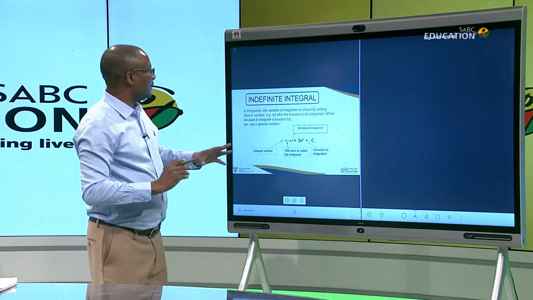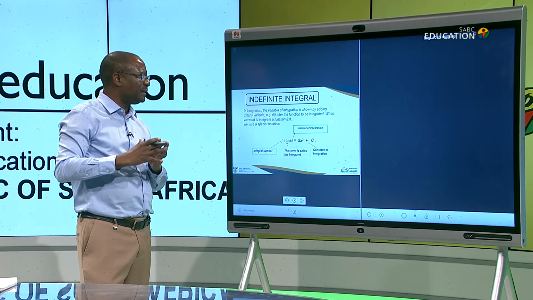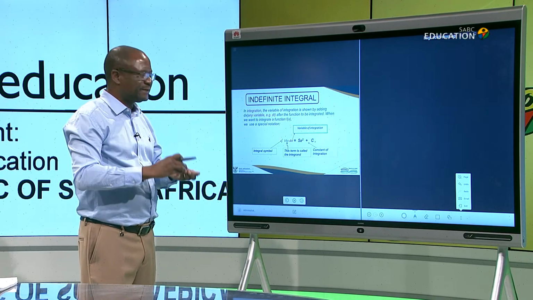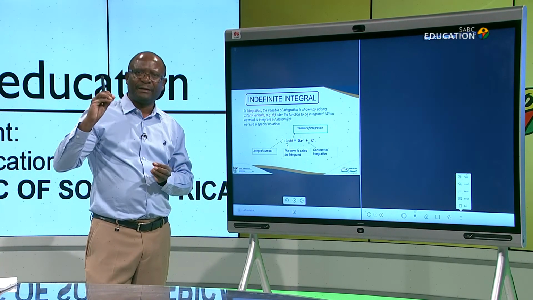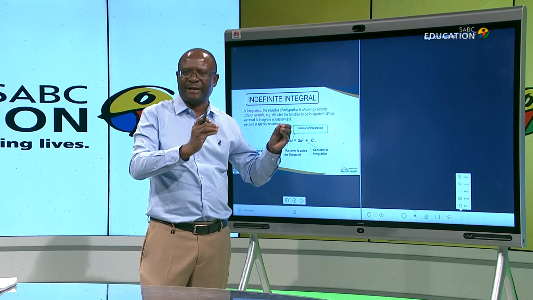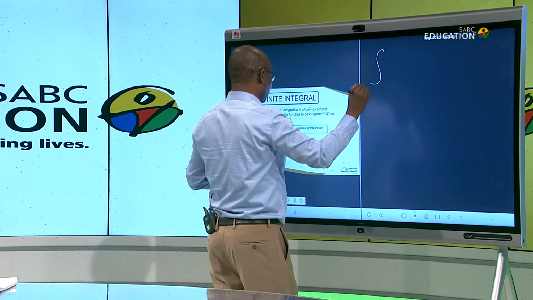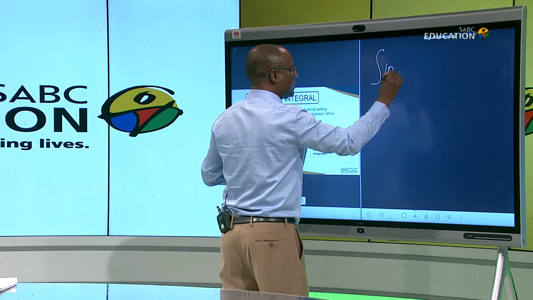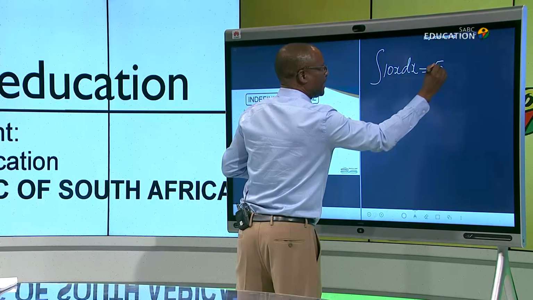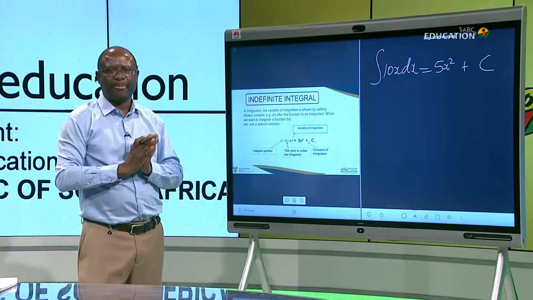Now, to formally introduce integration, like I said, we've got two types. We have the indefinite integral, and we also have the definite integral. But for this lesson, we are only going to focus on the indefinite integral. Let me write this: the integral of 10x dx equals 5x squared plus c, like I've explained earlier.